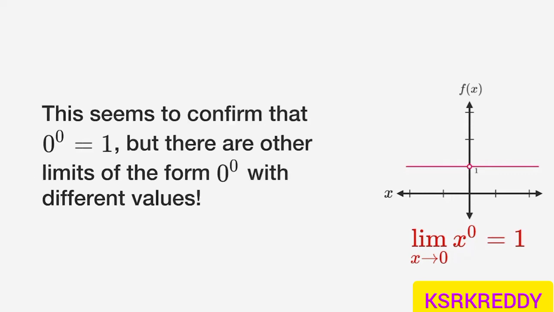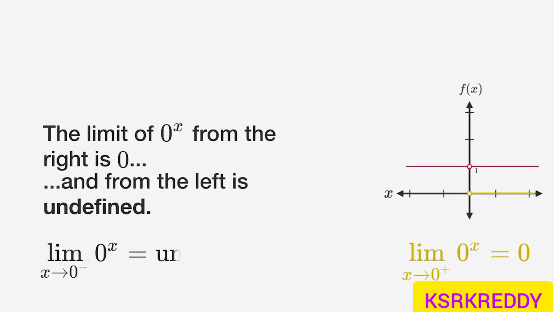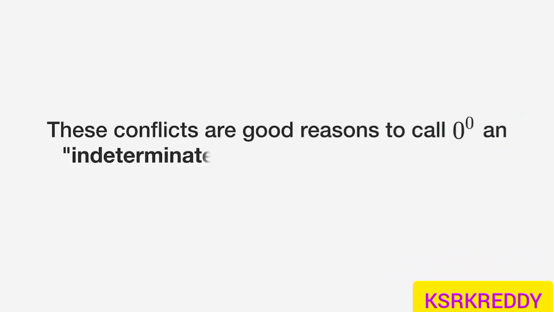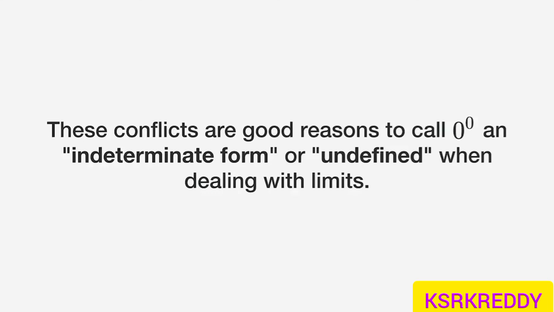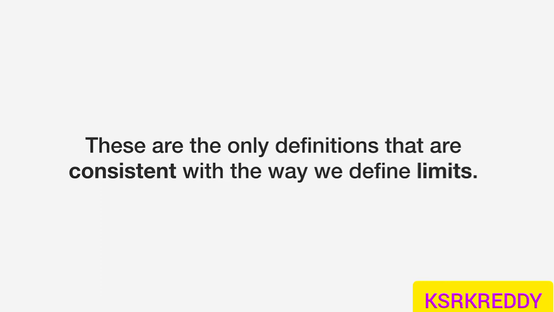This seems to confirm that 0 raised to 0 is 1, but there are other limits of the same form with different values. The limit of 0 raised to x from the right is 0, and from the left it's undefined. And other limits of the form 0 raised to 0 can be any value, like this one, which is e. These conflicts are good reasons to call 0 raised to 0 an indeterminate form, or undefined, when you're dealing with limits. These are the only definitions that are consistent with the way we define limits.